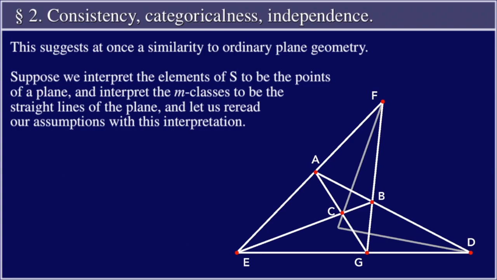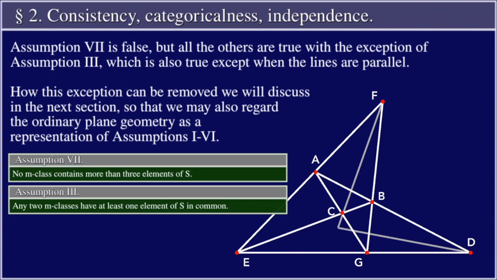Suppose we interpret the elements of S to be the points of a plane, and interpret the M classes to be the straight lines in the plane, and let us reread our assumptions with this interpretation. Assumption 7 is false, but all the others are true, with the exception of assumption 3, which is also true except when the lines are parallel. How this exception can be removed will be discussed in the next section, so that we may also regard the ordinary plane geometry as a representation of the assumptions 1 through 6.